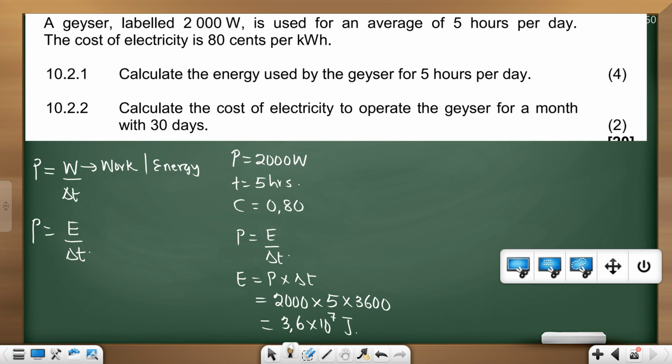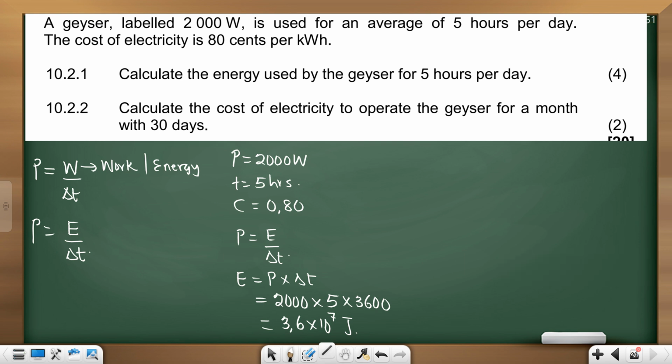And joules of energy. Please, let's take note of the units. Let's take note of the units. What do you have? 0.036 times 10 to the power 9. But when we say standard form, it must be 1 number and 2 decimal places.